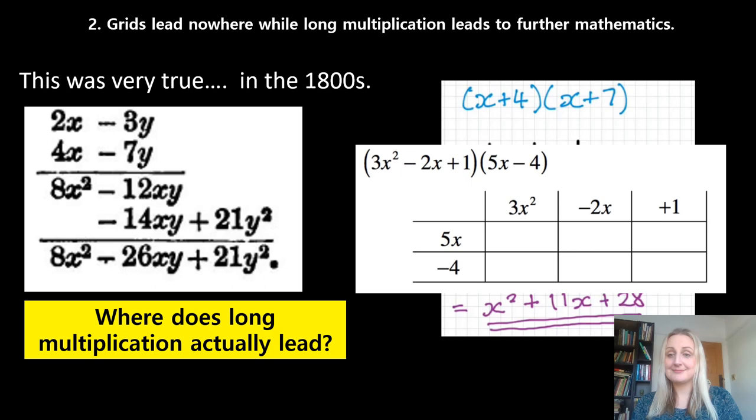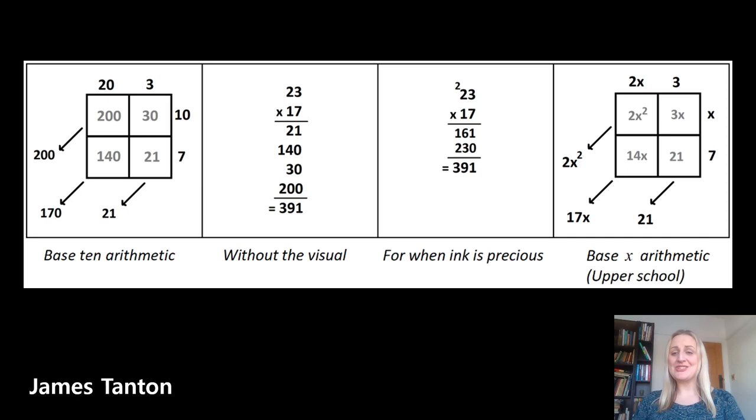I like this by James Tanton, where he's kind of poking fun at it a little bit, but he's showing four stages of learning about multiplication. And he says we'd start off with this idea of partitioning the numbers, and we've got this grid layout, and we can understand how the products fit together. And then he says, if we take away the visual aid, the beauty of the grid is that it's helping us to see what are we multiplying by what, so which part of the factors do we need to multiply together at each stage.